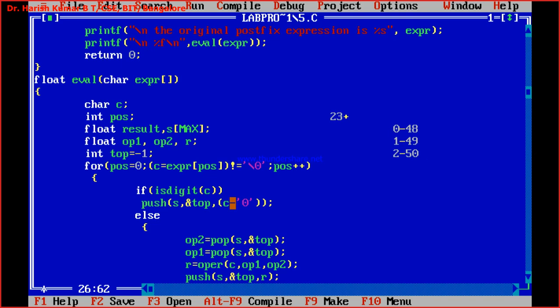But I don't want 50. What I want is 2. Now C is nothing but 50, minus, and inside single quotes you have written 0. Whenever you write any digit or any character inside single quotes, it takes its ASCII value. What is the ASCII value of 0? 48. Now 50 minus 48 is how much? 2. My intention was to push what digit onto the stack? 2. And now I got 2. Yes or no?